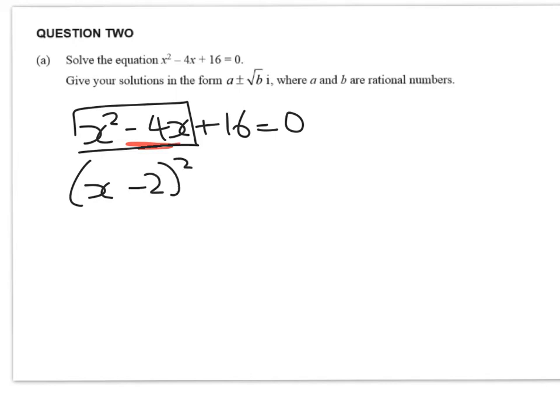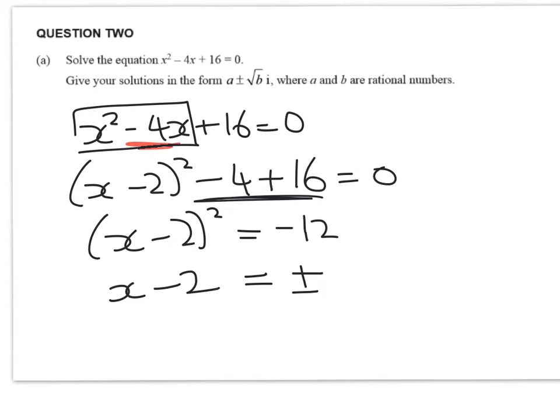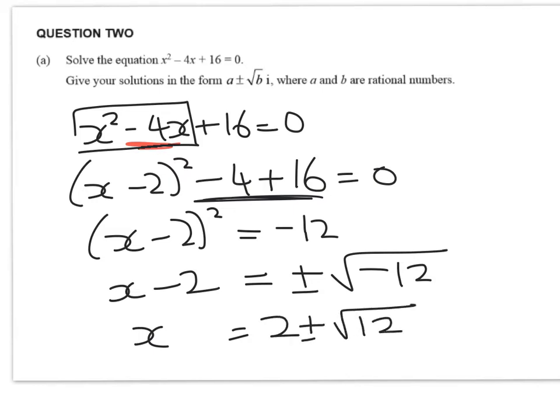So we get (x minus 2) squared minus 4 plus 16 equals 0. Right, (x minus 2) squared, subtract this from both sides, so that equals negative 12. Take the square root of both sides and I get plus or minus root negative 12 here. So x is equal to 2 plus or minus root 12 i.